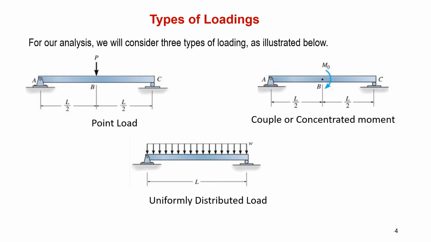For this course, we're going to consider only three types of loading. The first one is a point load. The second one is a uniformly distributed load. And the last one is a couple, or concentrated moment, due to the coupled forces acting on the beam that can create the moment or the torsion to the beam.